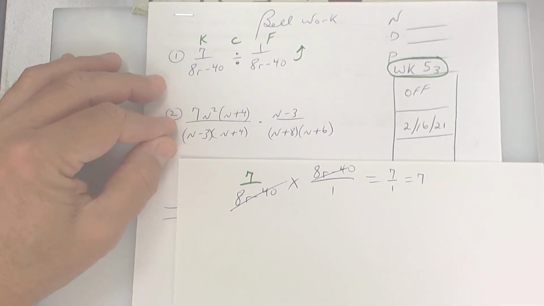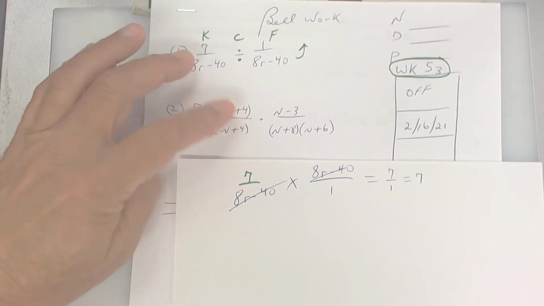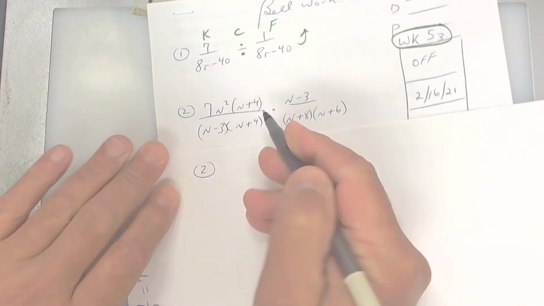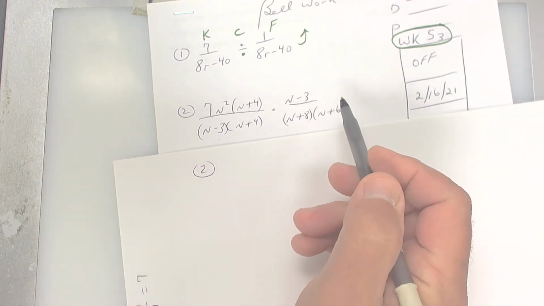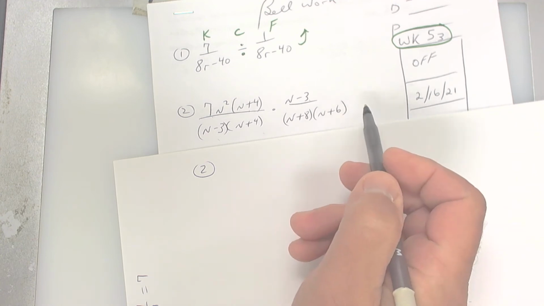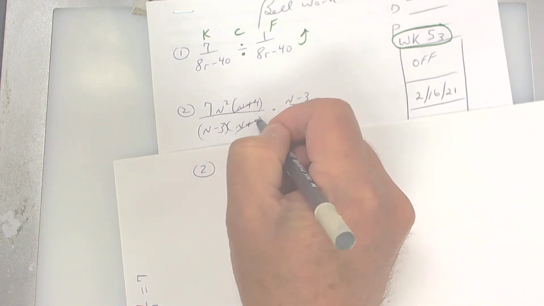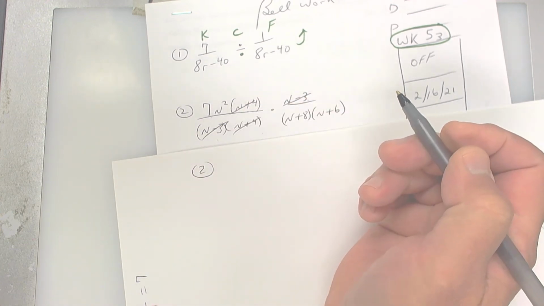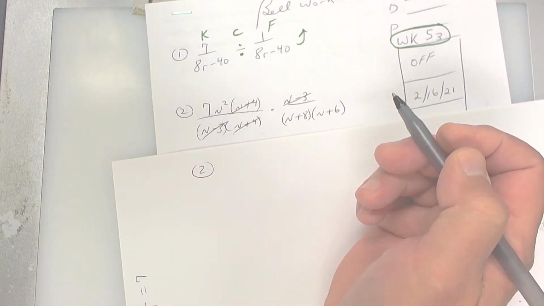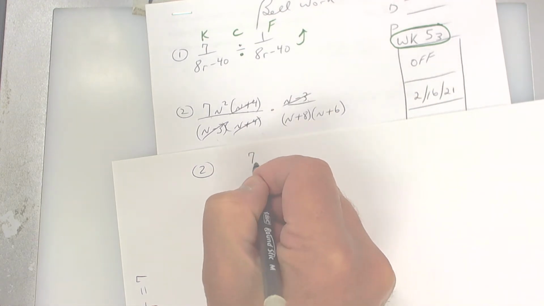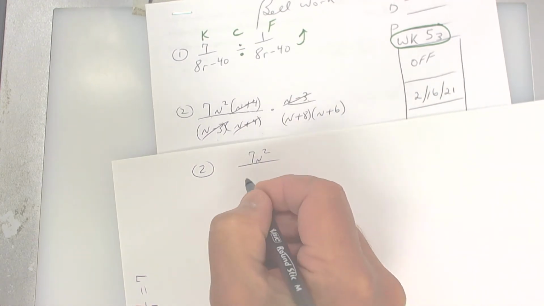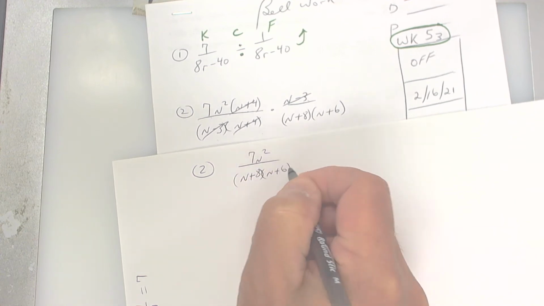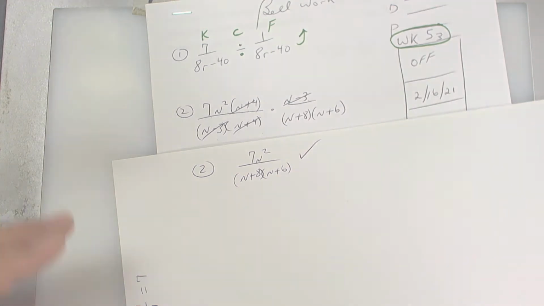This one right here, what you're doing is multiplying. So let's take a look. Number 2. This is factored, this is factored, this is factored. All of this is factored. So you can reduce this one right there. You can reduce the n minus 3. And I think that's all you can reduce. So your answer is going to be 7n squared over all of this. And that's all you can do. Now you technically could use FOIL, but we're going to leave it like that.